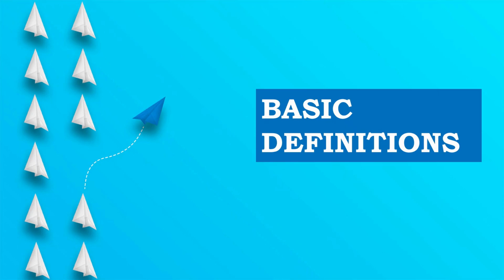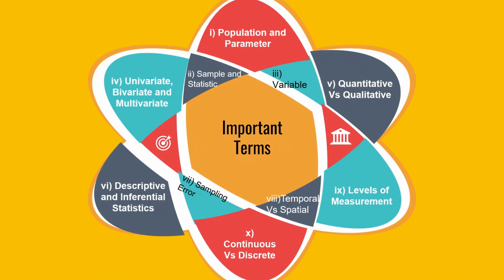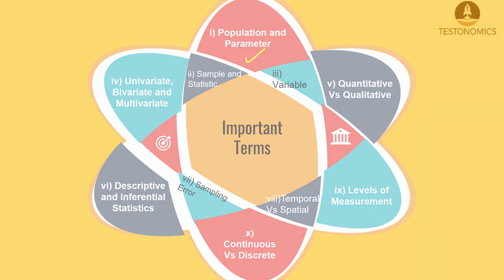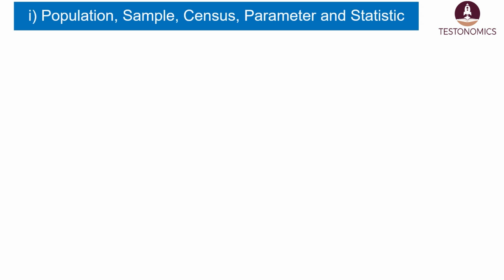Now, let's very quickly understand the meaning of a few terms. These terms are such that they will be used throughout this course. So, in the beginning only, let's understand what we mean by them. These are the concepts we will be discussing. So, let's begin with the first one, population and parameter. We begin with these terms: population, sample, census, parameter, and a statistic. So let's begin with the first one.